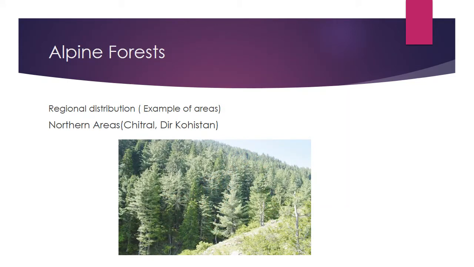Alpine forests are found in the extreme north of Pakistan. The meaning of word alpine is mountain. So these are the forests of highlands or mountainous areas. We can see these forests in districts of Chitral, Diamer and Kohistan in Gilgit-Baltistan.